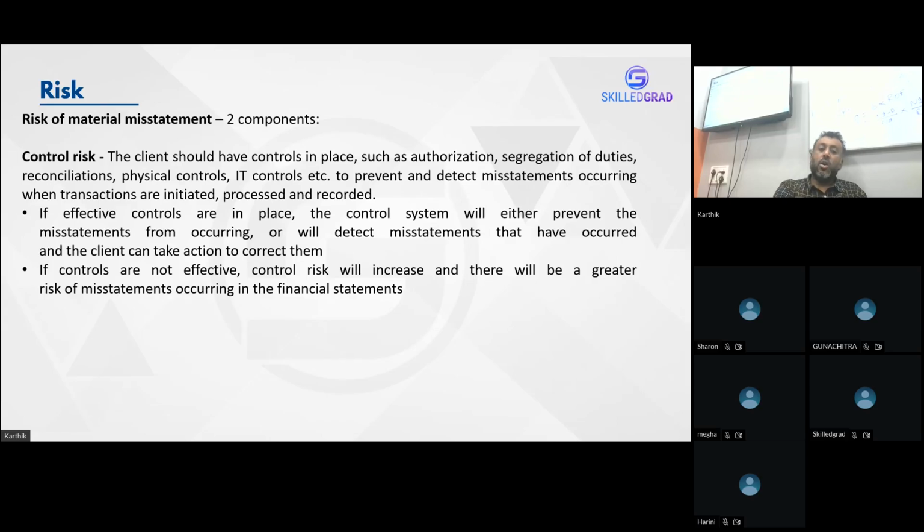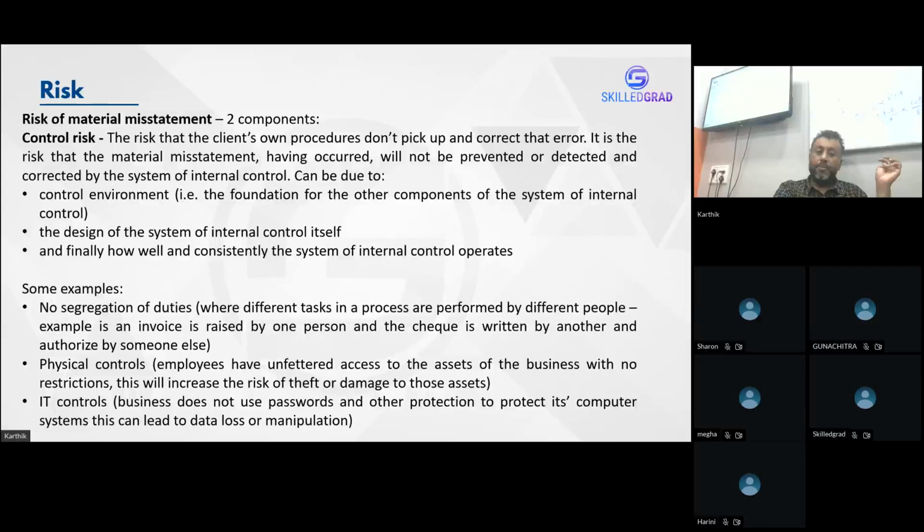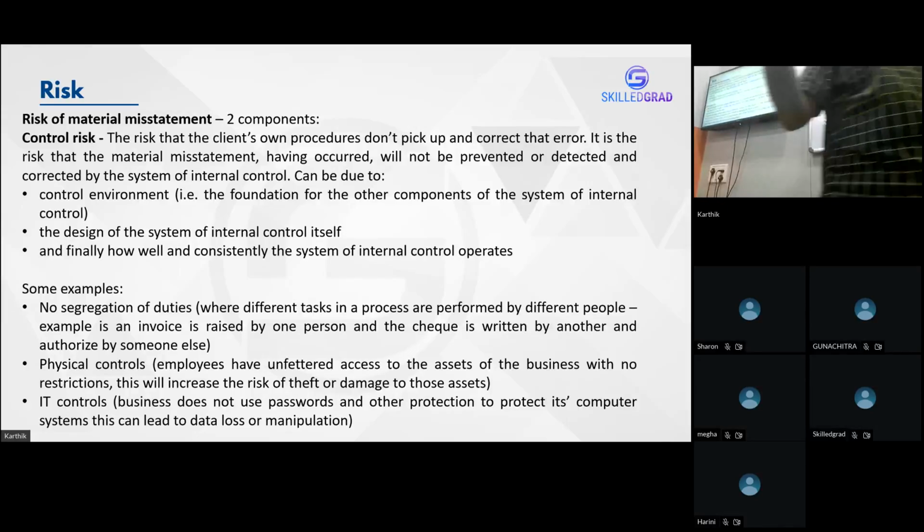Okay. So this is all known as control risk. Some of these examples of segregation of duties and those kinds of things, you have to be clear of.